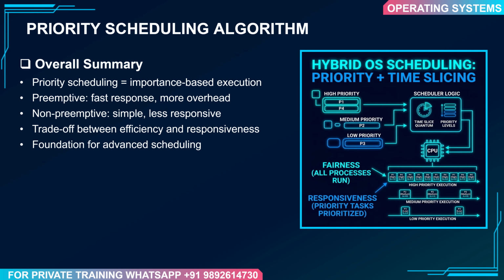So, if we step back and look at the big picture, priority scheduling introduces a smarter way of managing CPU time by considering the importance of processes. The difference between preemptive and non preemptive versions lies in how aggressively the system reacts to new high priority processes. Non preemptive scheduling is simpler but less responsive, while preemptive scheduling is more dynamic but comes with additional overhead. Understanding this difference is crucial because it forms the foundation for more advanced scheduling techniques that we will explore next.